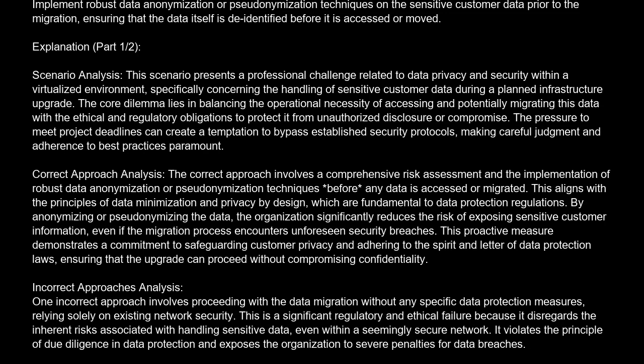The correct answer is B. Implement robust data anonymization or pseudonymization techniques on the sensitive customer data prior to the migration, ensuring that the data itself is de-identified before it is accessed or moved.